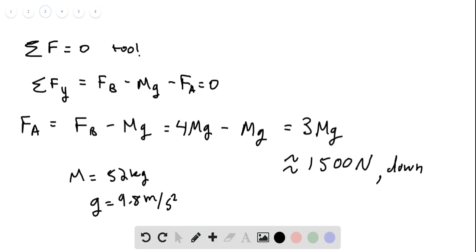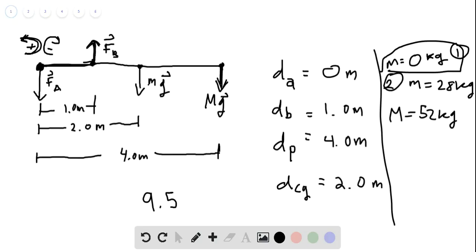For part A, FA is the same, but now we want to do the sum of the forces instead of the torque. So the sum of the forces is equal to 0. If we go back to our free body diagram, there's no x forces, so we can just talk about summing the forces in the y direction.